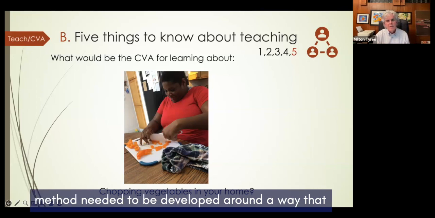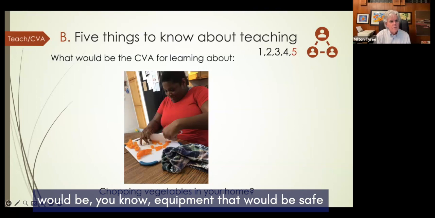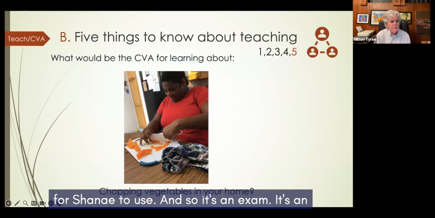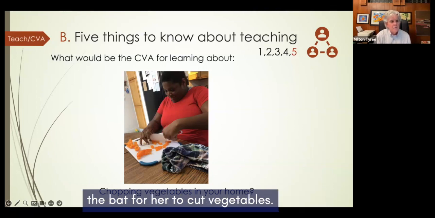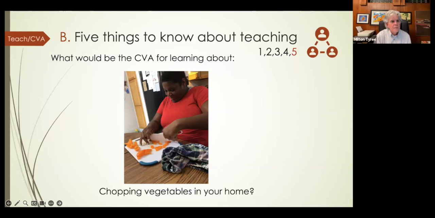So part of the method needed to be developed around equipment that would be safe for Shanae to use. And so it's an example of an adaptation being needed right off the bat for her to cut vegetables. Yeah.